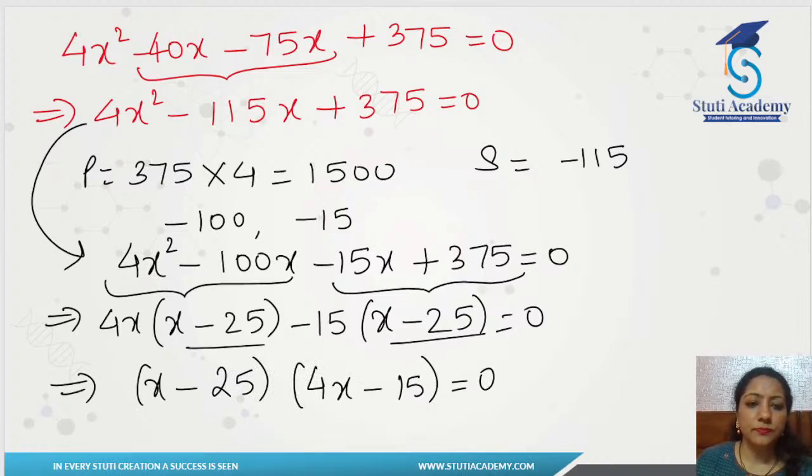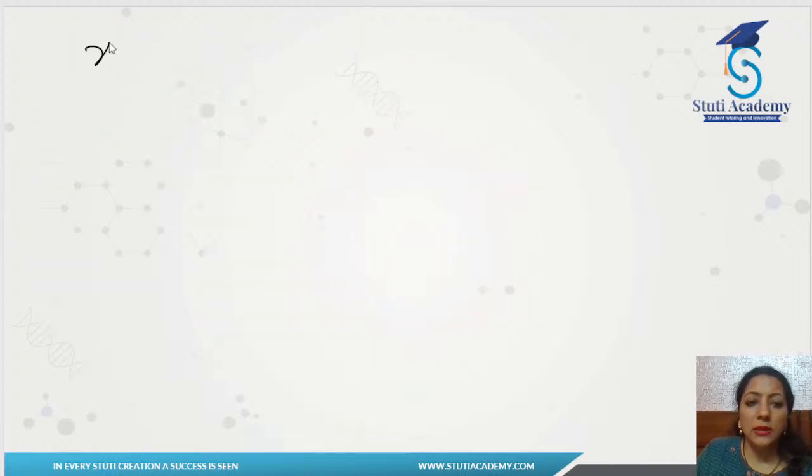Now, either x minus 25 is equal to 0, or we have 4x minus 15, right? Or 4x minus 15.